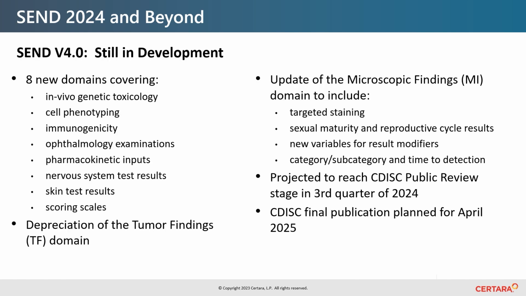When we look ahead for SEND, the biggest change coming is related to finalization and implementation of the next major version of SEND, version 4.0. This version is still in development with CDISC, but is currently projected to reach the public review stage in the third quarter of 2024. This version of SEND has significant changes, including the addition of 8 new domains covering in vivo genetic toxicology, cell phenotyping, immunogenicity, ophthalmology examinations, pharmacokinetic inputs, nervous system test results, skin test results, and scoring scales.